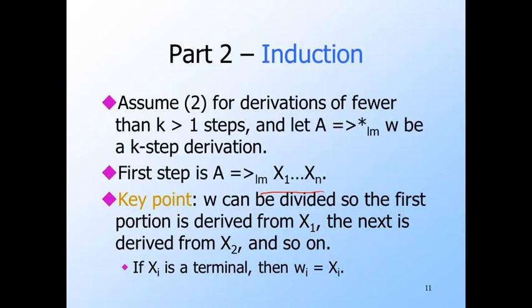Remember the important property of derivations, that production bodies replace production heads at the position where the head is. Thus, we can divide w into the concatenation of n strings, w1 through wn, in that order, where for all i, wi either is xi if xi is a terminal, or xi derives wi by a leftmost derivation of fewer than k steps. Since the whole derivation is leftmost, the derivation of w1 from x1 must happen first, then the derivation of w2 from x2, and so on.